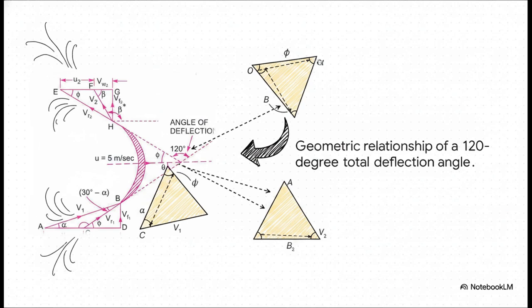Look closely at the geometry here. A 120-degree total deflection literally forces a very specific relationship onto our inlet and outlet triangles. Because we know the vane is symmetrical, we can use that 120-degree total bend to mathematically reverse engineer the missing individual angles at both the entry and the exit points. It's like solving a giant puzzle.